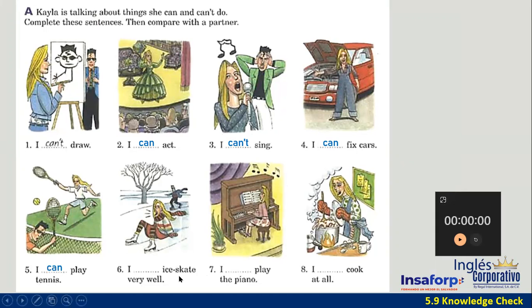What about number six? I can't ice skate very well. Muy bien, I can't ice skate very well. Number seven. I can play the piano. I can play the piano. And number eight. I can't cook at all. I can't cook at all.